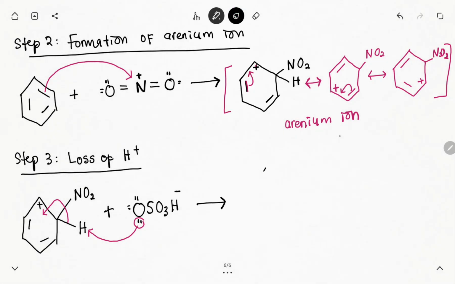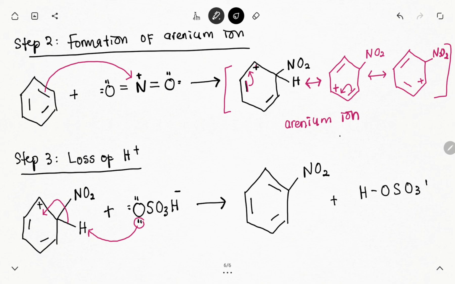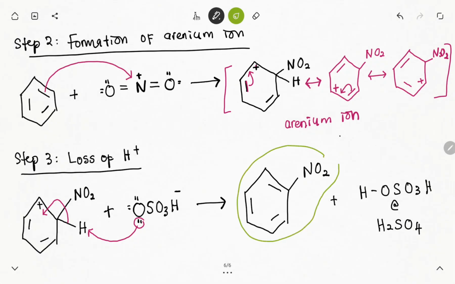So the product we form has the remaining double bonds of the arene structure with NO2 present here, and the side product is HOSO3H, or you can also write H2SO4 as a catalyst. So we can conclude that we have the final product by using this step mechanism.